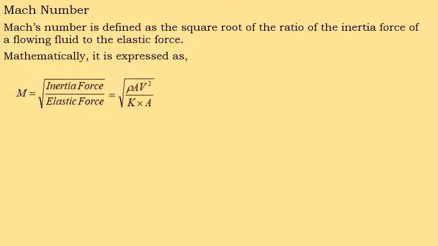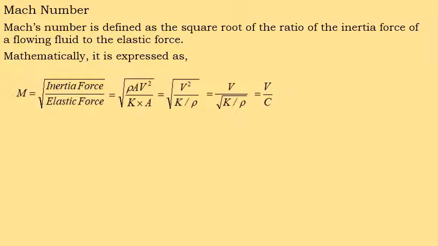Here the inertia force is given by rho A V into velocity, that is rho A V squared, and the elastic force is K into A. In the case of stress, the stress is given by force by area. In a similar manner here, the elastic force is given by K into area. So here the area gets cancelled, and the rho in the numerator is taken into the denominator, so it is K by rho. Simplifying, the square root of V squared is taken as V, divided by the square root of K by rho.